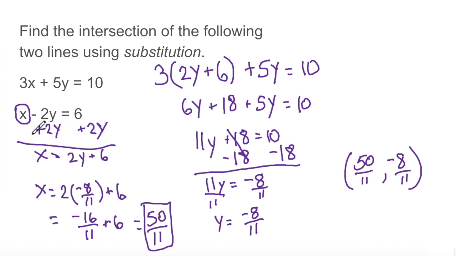So again, what we did was we solved for x. We used one equation to solve for one variable, where here we just solved for x. We took that and substituted into the other equation in place of the x there, which is what we did here. And then we solved for y. We figured out that y is equal to negative 8/11ths, and then we took that y value back over here into one of these equations and we solved for x again.